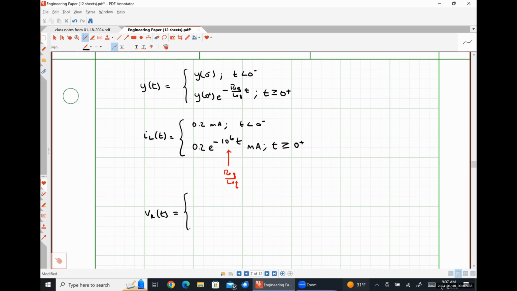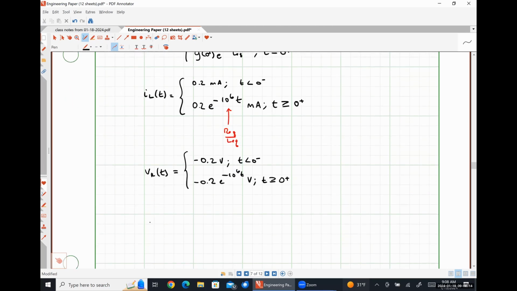The voltage drop across my resistor. So what was the voltage drop across my resistor at t equals 0 minus? Negative 0.2 volts, right? And at 0 plus, it was also negative 0.2 volts. So negative 0.2 e to the negative 10 to the 6th t volts for t greater than or equal to 0 plus.